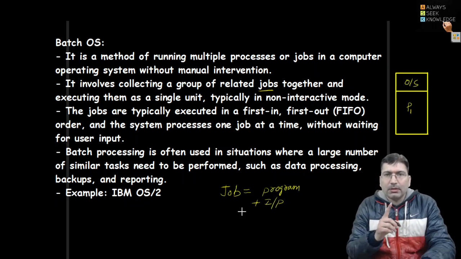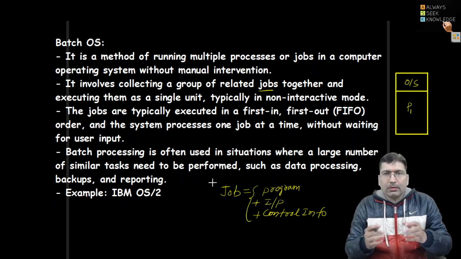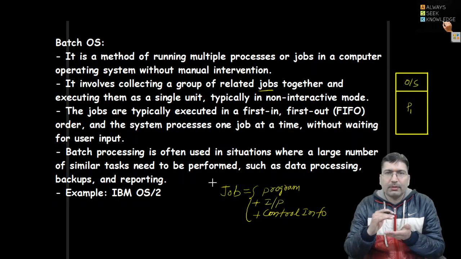because the batch operating system was non-interactive. Once the batch has been inserted and the computer has started processing, the user was not able to interrupt in between. And then some control information. So altogether these things we consider as a job. The programmer or user was preparing the job and had the flexibility to prepare a batch of jobs.